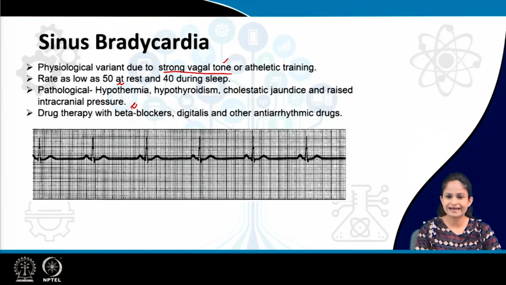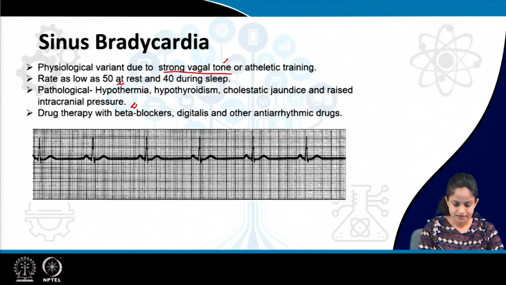Now, the pathological causes of bradycardia are mainly hypothermia, hypothyroidism, increased intracranial pressure, or there can be action of some antiarrhythmic drugs. Antiarrhythmic drugs means the drugs which cause decrease in the heart rate, like beta blockers, calcium channel blockers, digitalis, then sodium channel blockers, etc.